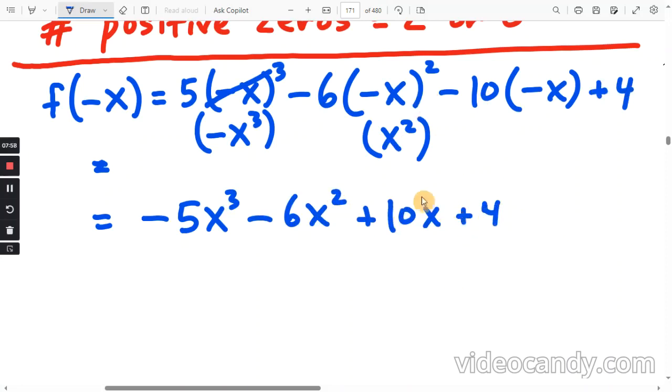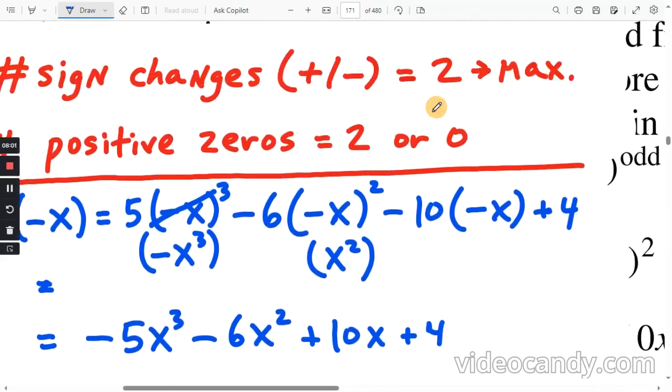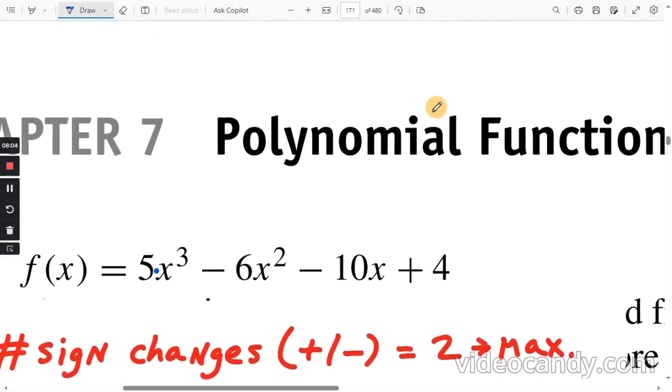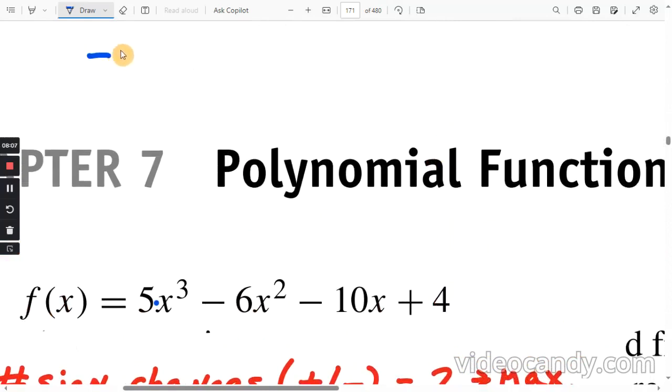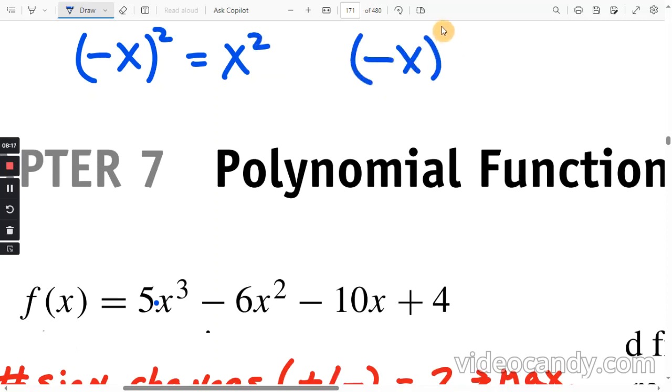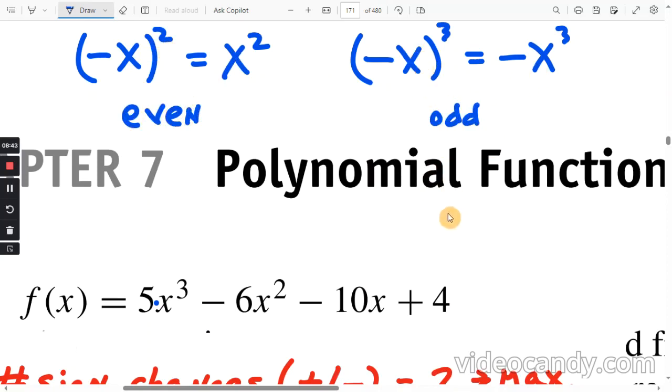All right, just a quick review on the exponents. If you have negative x and you square it, that's going to be x squared. But if you have negative x and you cube it, that's going to be negative x cubed. And why is that? Because here negative times negative is positive. Here, negative times negative times negative, because it's 3 times, is going to be negative. So this will be the case for the even exponents. It's going to be positive. And this right here will be the case for the odd exponents. It's going to end up negative.